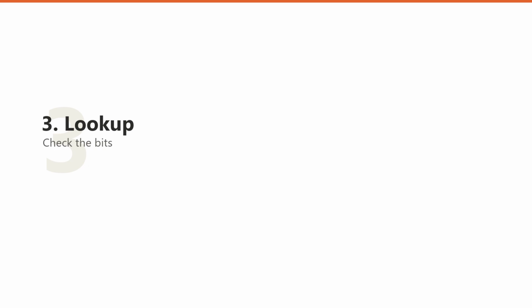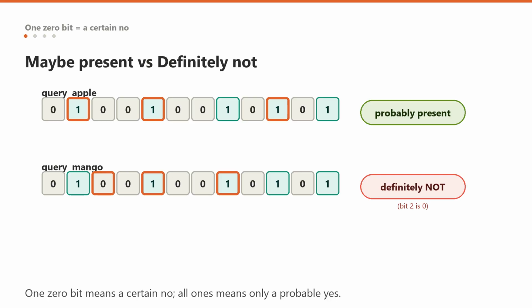Concept 3: lookup. This is where the magic, and the catch, appear. To check whether apple is in the set, we hash it again, getting positions 1, 4, and 9, and we check those bits. All 3 are 1, so we answer, apple is probably in the set.